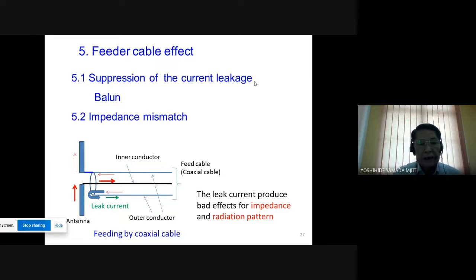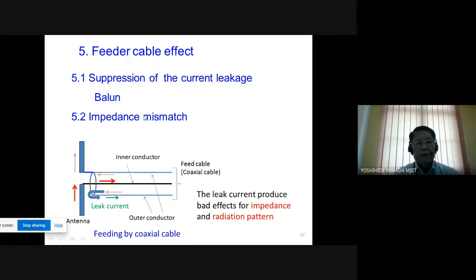I will start now from chapter 5, that is measurement technology. First of all, the feeder cable effect can be reduced. The feeder cable effect is current leakage. To suppress this, a balun structure is useful. And next, the impedance mismatch effect will be explained.